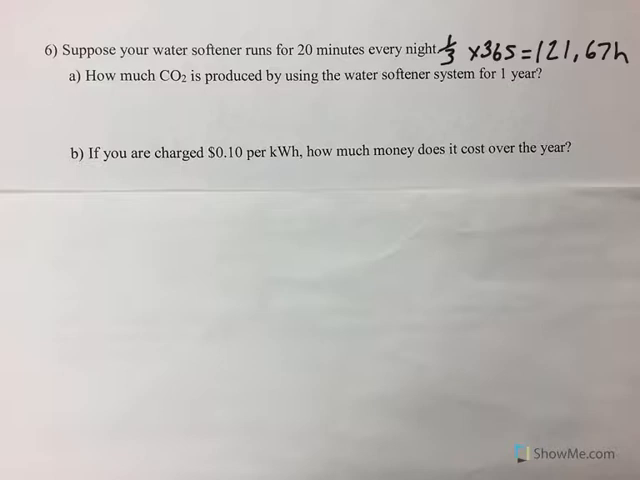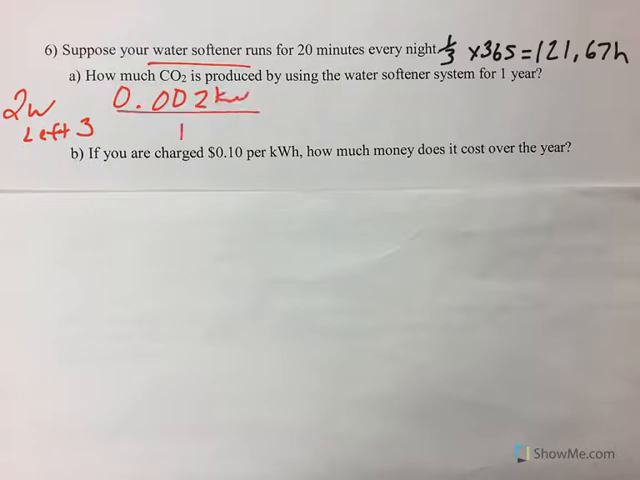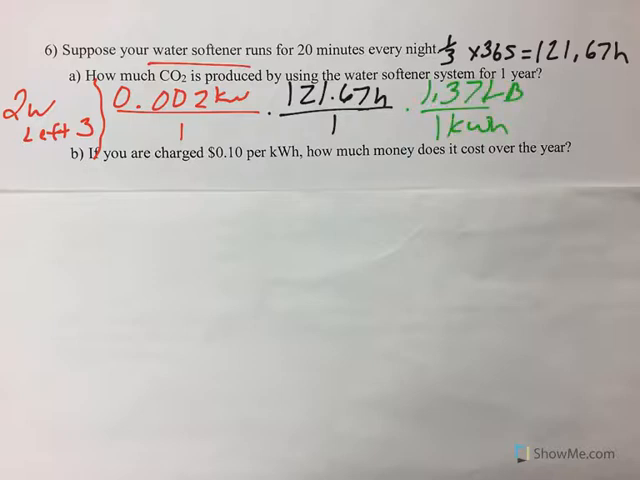Okay, so we need watts. If you look at a sheet provided in your packet, you will find that a water softener is 2 watts. So changing that to kilowatts, we're going to move our decimal left 3. So we end up with 0.002 kilowatts. Now, I mentioned we're doing this for 121.67 hours. And then because this is electricity, we're doing 1.37 pounds of CO2 per 1 kilowatt hour. You do all this business, and you end up with 0.333 pounds. Roughly 1/3 of a pound of CO2 is produced by your water softener.